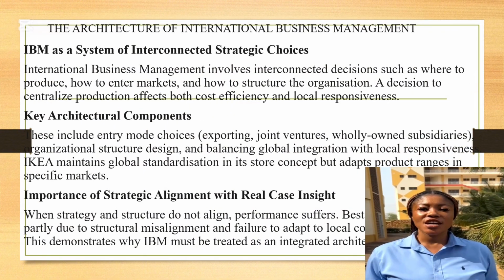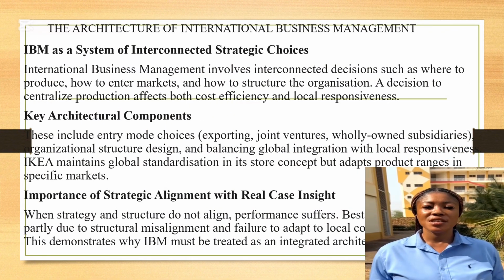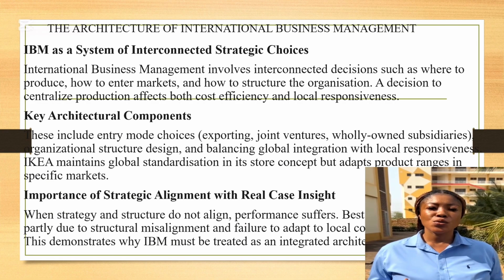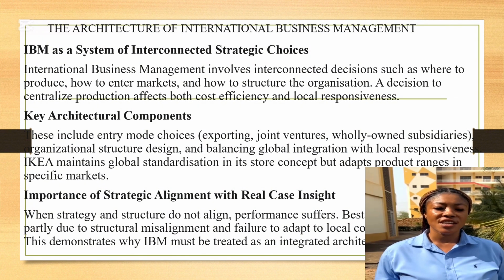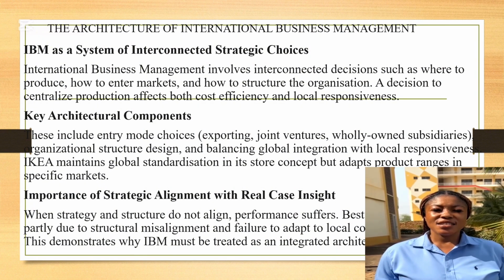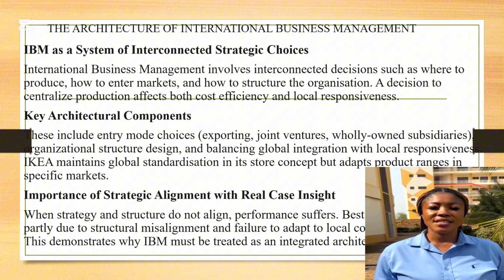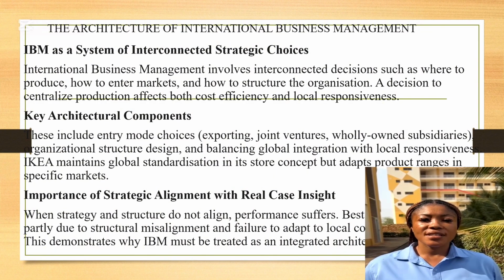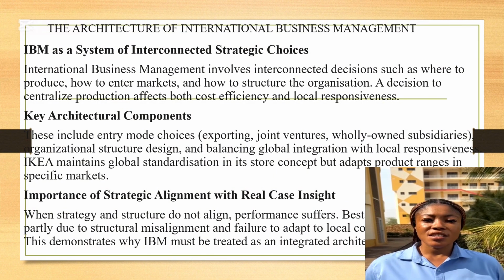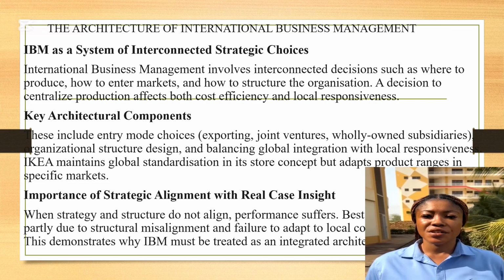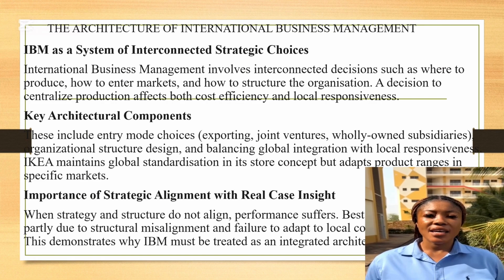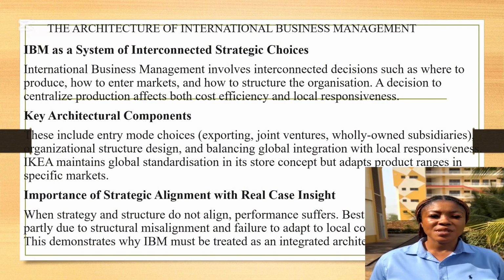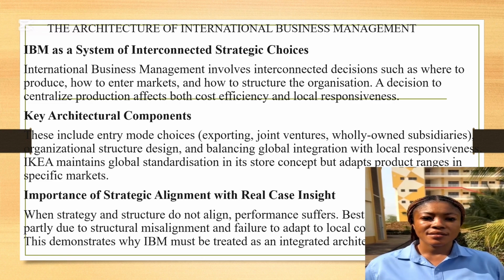Now, the architecture of international business management. International business management involves interconnected decisions such as where to produce, how to enter markets, and how to structure the organization. A decision to centralize production affects both cost efficiency and local responsiveness. The key architectural components include entry mode, organizational structure design, and the balance of global integration with local responsiveness. IKEA maintains global standardization in its store concepts but adapts its product range in specific markets.